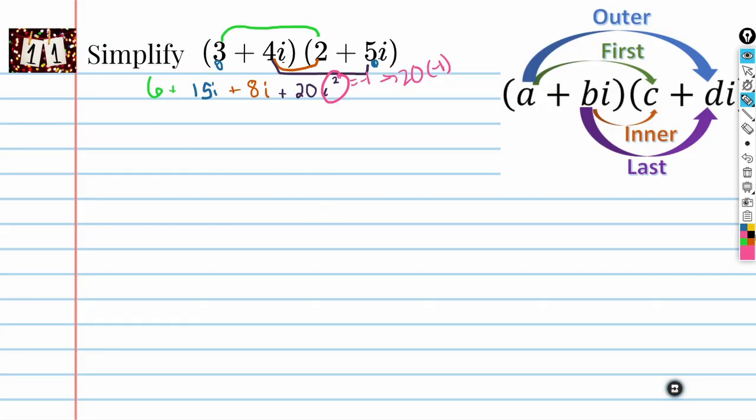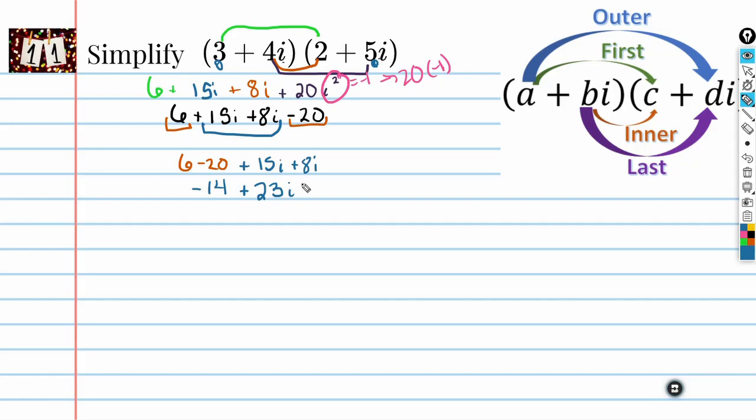So let's rewrite it. So we have 6 plus 15i plus 8i minus 20. Now let's group our real and imaginary. Our real numbers, 6 minus 20. Our imaginary numbers, plus 15i plus 8i. And so we end up with a negative 14 plus 23i.